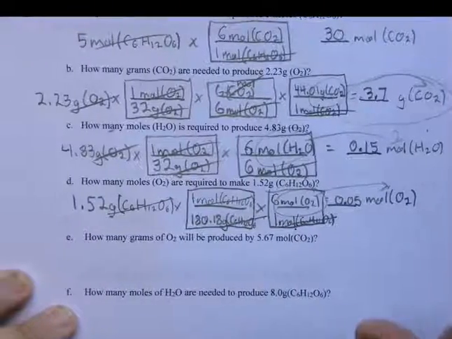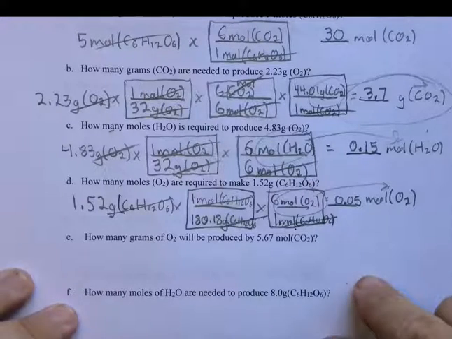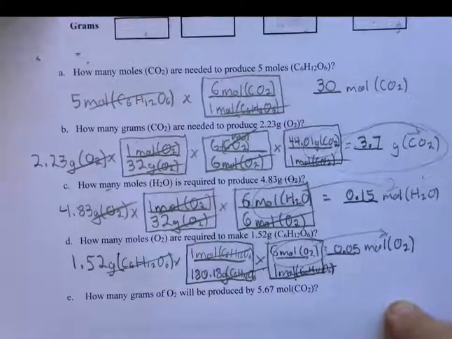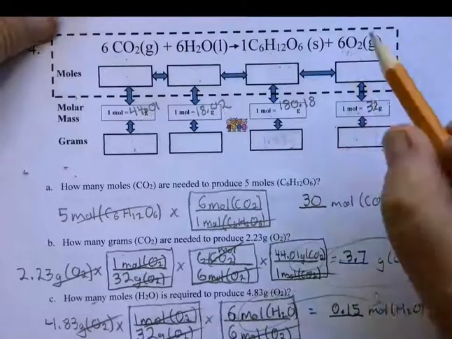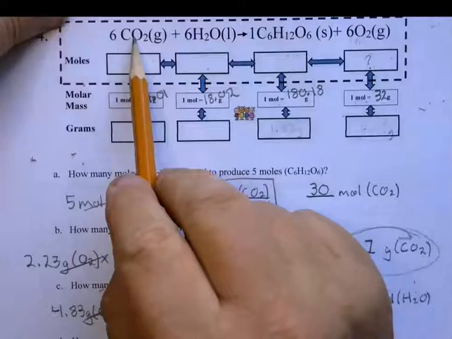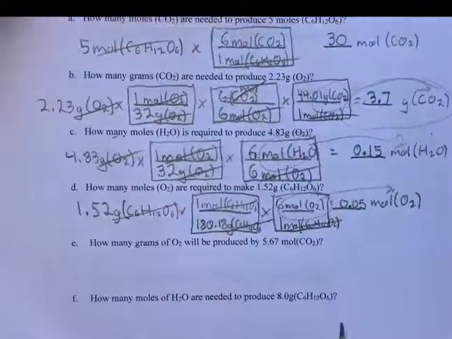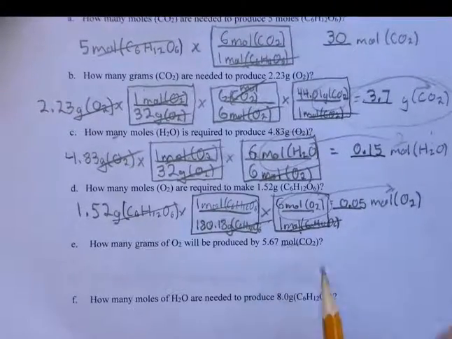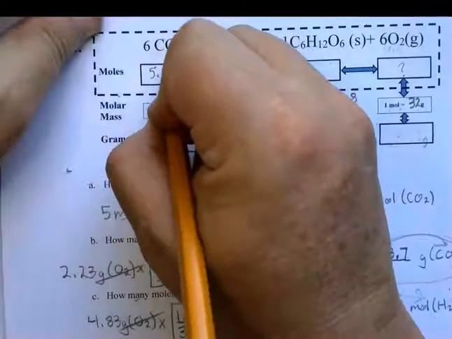Okay, part E, how many grams of oxygen will be produced by 5.67 moles of carbon dioxide? So we come up here, it's asking us how many moles of oxygen. So here's oxygen, here's the moles box, that's the question mark, and it's carbon dioxide, 5.67 to be exact. Excuse me, 5.67 moles. I muffed on that one. So 5.67 moles of carbon dioxide. So that's going to go here, so that's going to make it an easy problem.